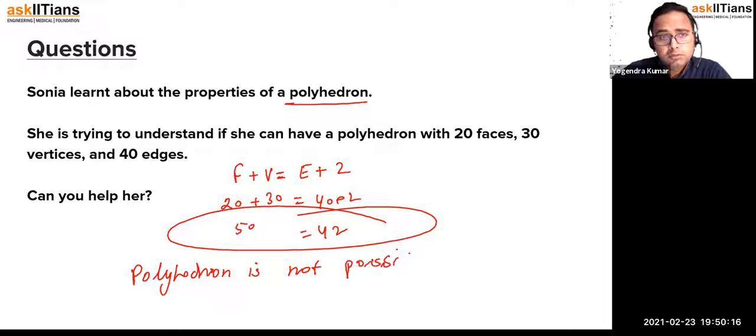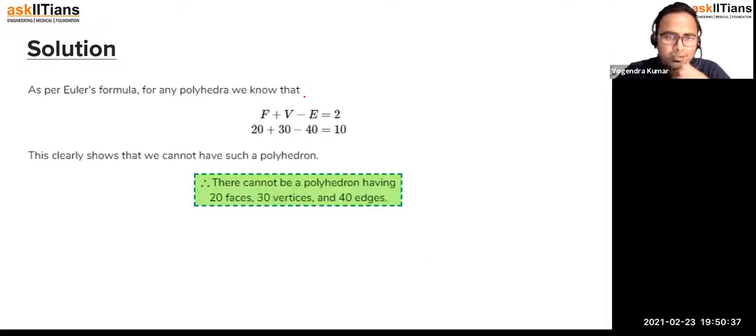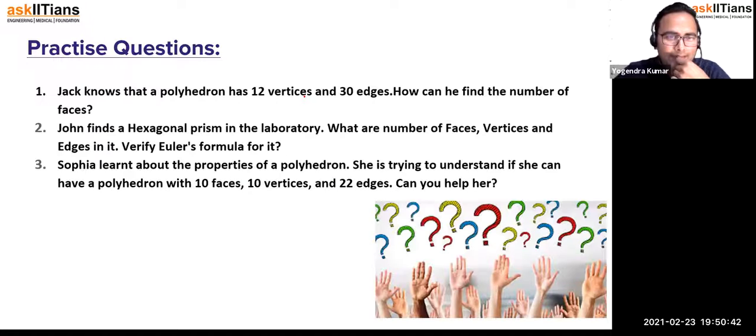We need to say sorry, Sonia. It's not true, right? You're making some mistake in counting the faces. If it is a polyhedron, you're making a mistake in counting the faces or vertices or something, right? Or it is not really a polyhedron, right? I think we helped Sonia, right? She's making some mistake. So please, Sonia, check it again, right? Okay. Fine. Now let's understand.